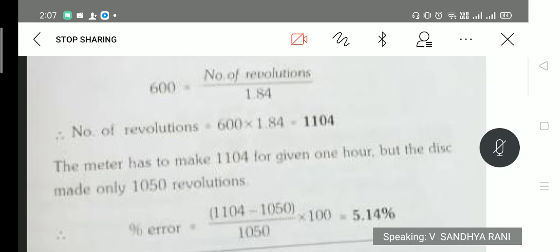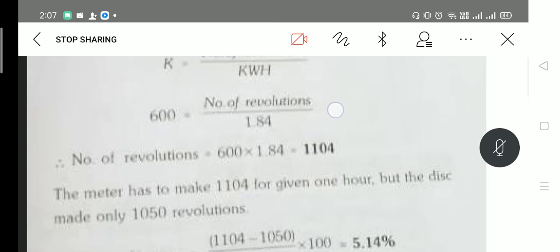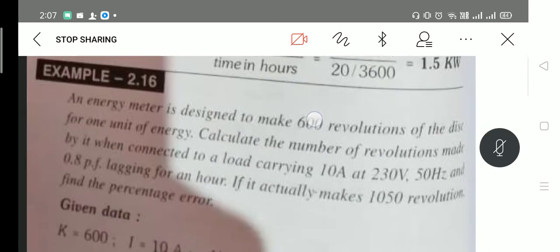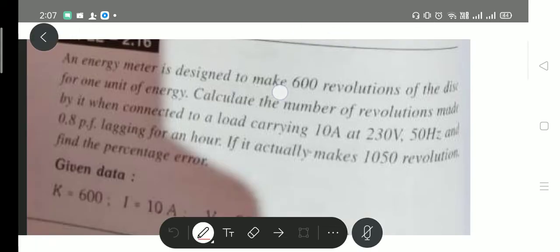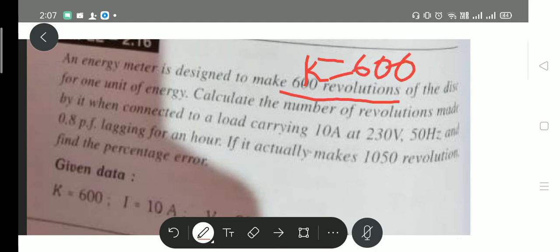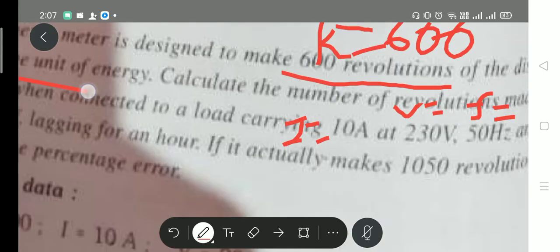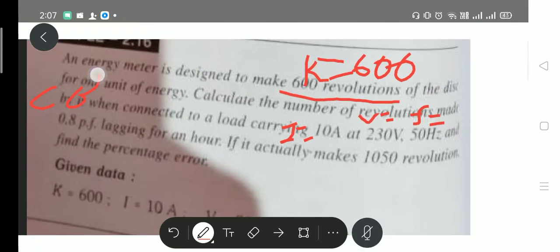Same formula, same problem, this one also. Right. Once again I will tell. He is given K value, number of revolutions per unit. K is equal to 600 and current value 10 amps and voltage value 230 volts, frequency 50 hertz and cos phi is equal to 0.8 and number of revolutions n is equal to 1050 and time is 1 hour.